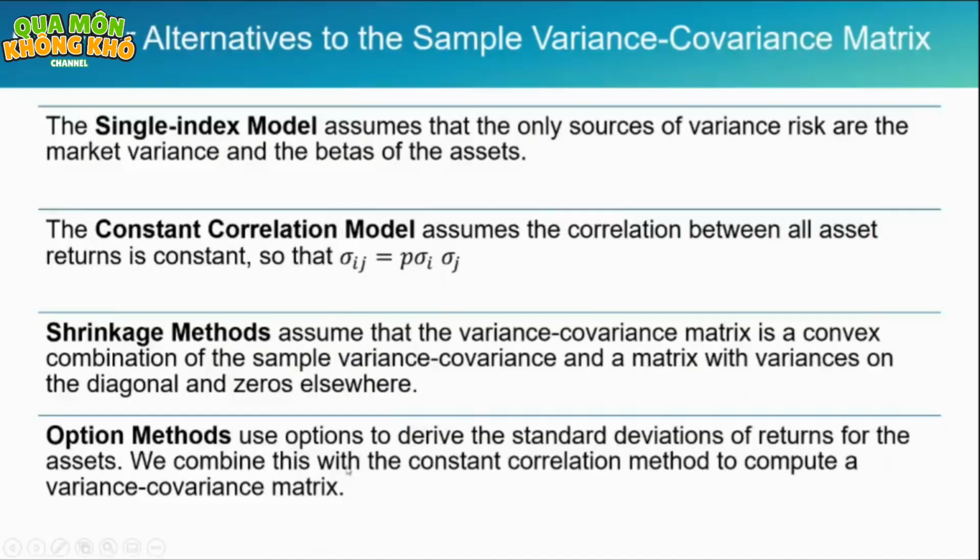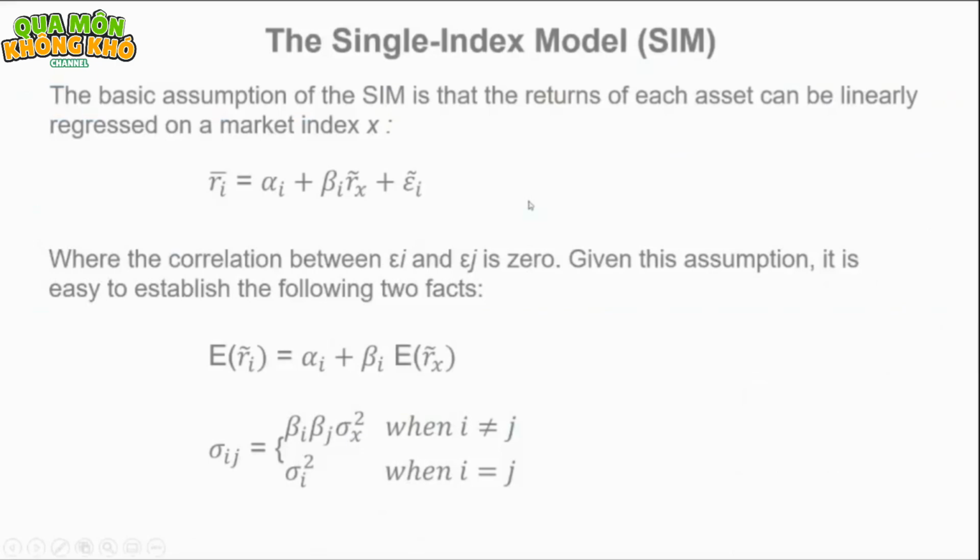The last is the option method. It uses options to derive the standard deviation of return for the assets. We combine this with the constant correlation method to compute the variance covariance matrix. First, we go to the single index model, SIM.